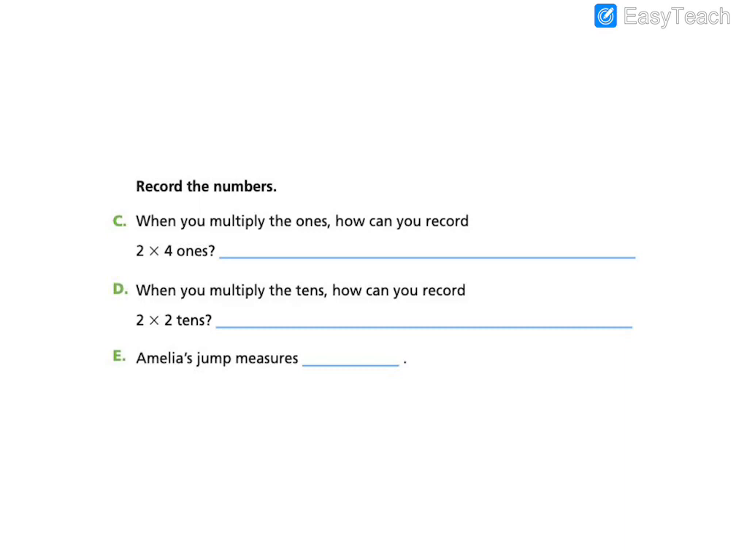Let's go ahead and answer the questions here about letter C. When you multiply the ones, how can you record 2 times 4 ones? It's basically asking you, where are you writing this? You're going to write the 8 ones in the ones column, right? We're taking that digit 8 ones, writing it in the ones column. So you can show 8 in the ones column. Remember, this lesson's about using place value. So we want to make sure we're really referencing which place value we're working in.